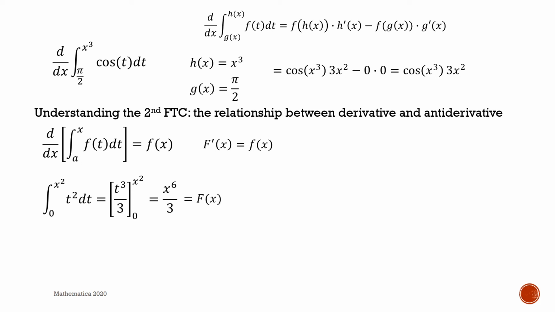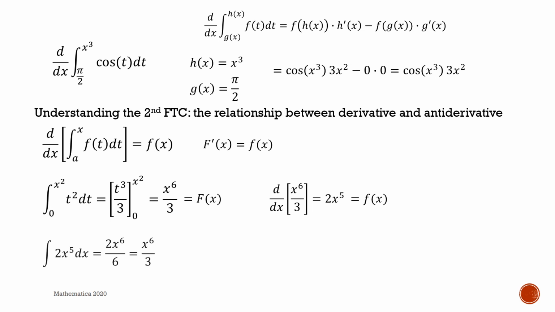Now what is this? This is my antiderivative. Now, if I were to take the derivative of the antiderivative, I would end up with 2x to the fifth. Now, what is 2x to the fifth? 2x to the fifth is simply f of x. So the derivative of the antiderivative is simply f of x.